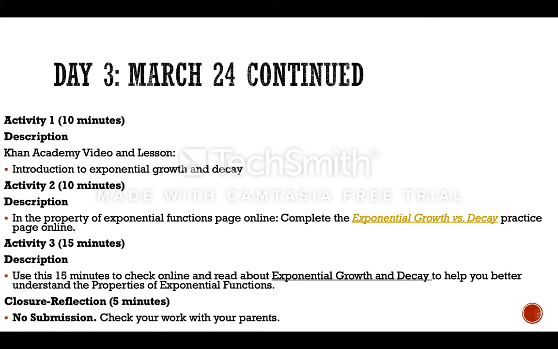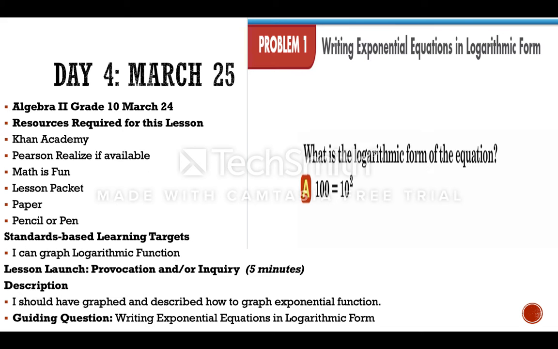Then the first activity, watch a video on Khan Academy which gives you an introduction to exponential growth and decay. Then the next activity, complete the Exponential Growth versus Decay practice page online. And the last activity, use the last 15 minutes to check online and read about exponential growth and decay to help you better understand the properties of exponential functions. There is no submission of this work. You have to check your work with your parents.